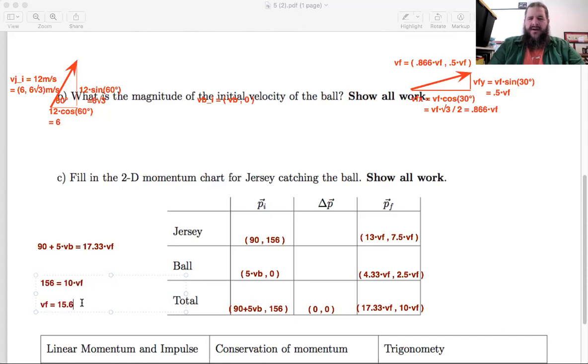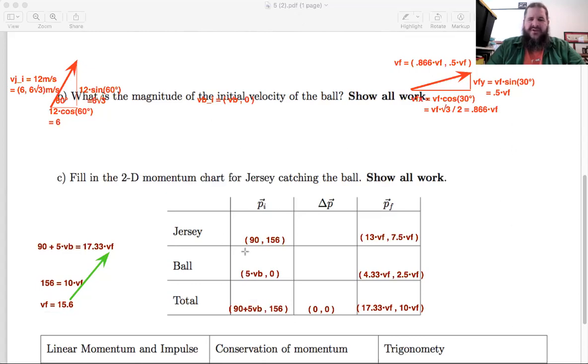And with that number, now that we know the value of v final, what can we now do with that value? Yeah, we can plug that back into the other equation, because we had another equation that had two unknowns, v final and v initial ball. But now that we know v final, we can plug that in here, replace v final with 15.6, multiply that out, and then solve for v ball. So that'll tell us how fast the ball was going at the beginning.